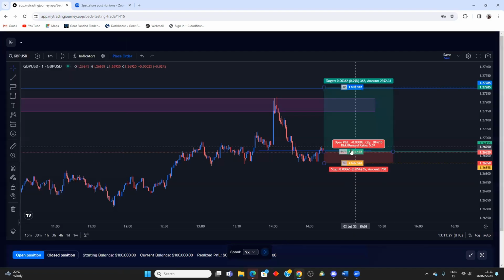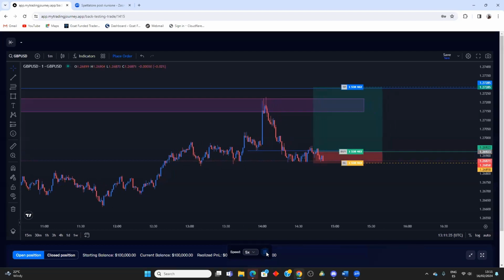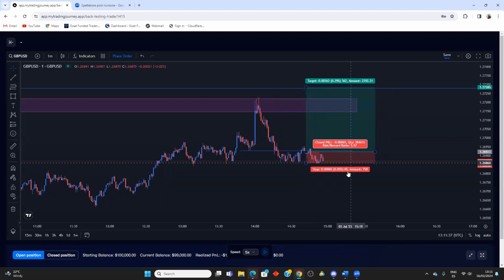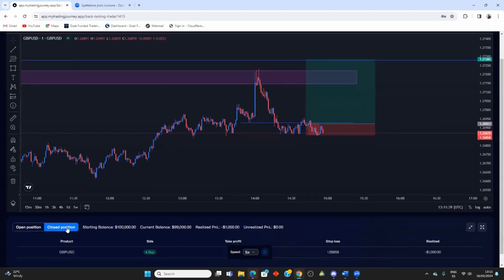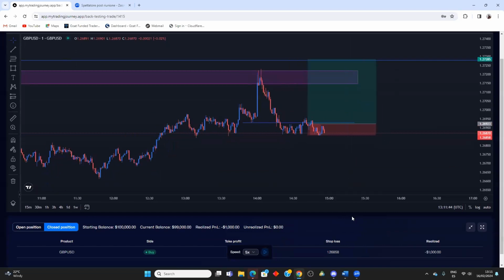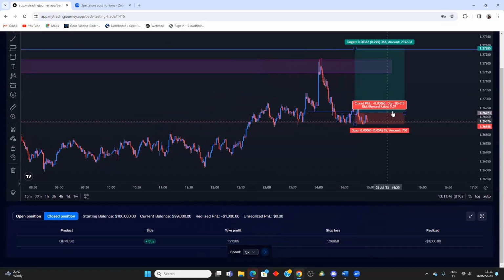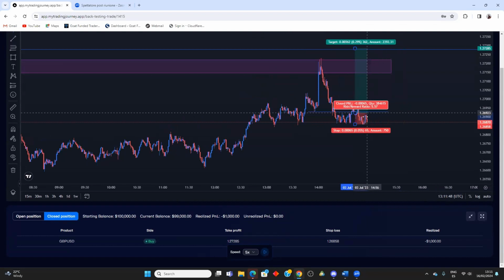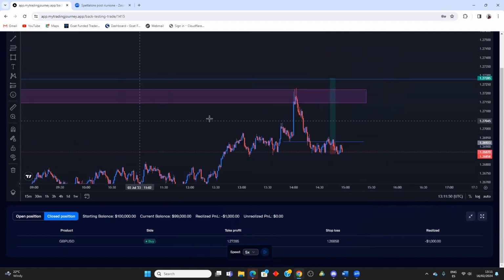So I'm going to place the order. It's going to place order, and we're going to see how it plays out. And we hit the stop loss. We go down here. We can see closed positions minus $1,000. Let's see if the market is actually going to give us a better and clearer confirmation from this area.